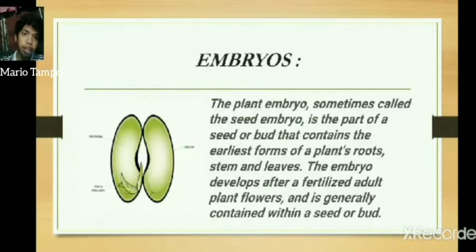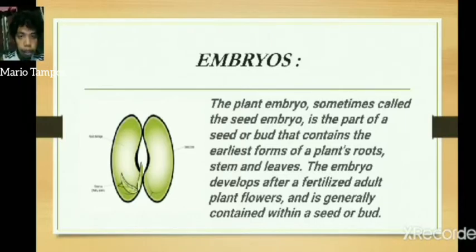Embryos. The plant embryo, sometimes called the seed embryo, is the part of the seed or bud that contains the earliest forms of a plant root, stem, and leaves. The embryo develops after the fertilized adult plant flowers, and it's generally contained within a seed or bud.